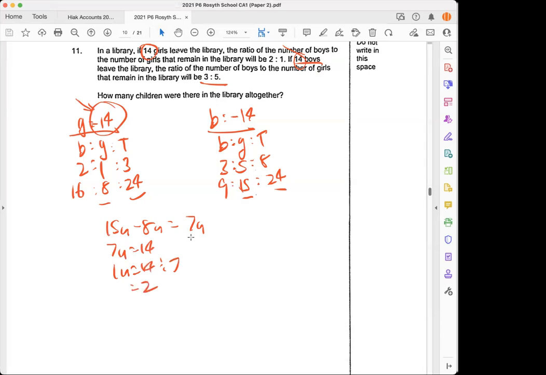Now, what's the question? How many children were there in the library altogether? We're talking about 24 units altogether. 24 times 2, 48. But don't forget, we have to add back this 14 because it is an if scenario. It didn't happen. These 14 girls didn't leave. 48 plus 14, and that will give you 62. Okay, so this is the answer.